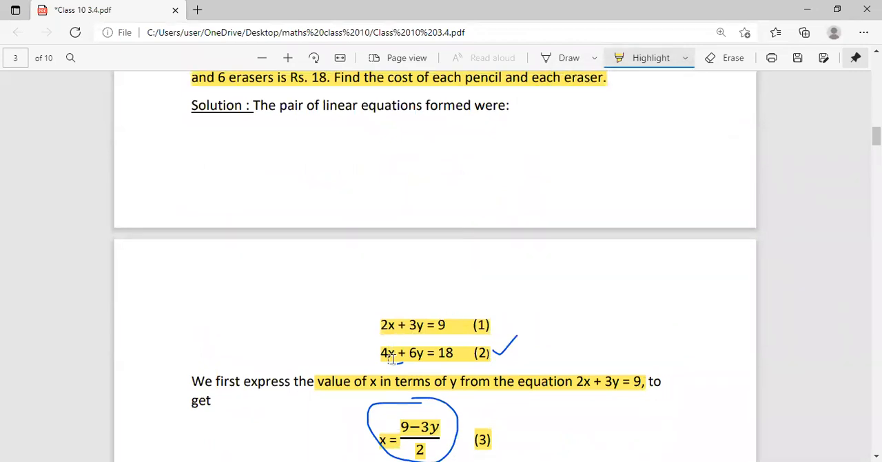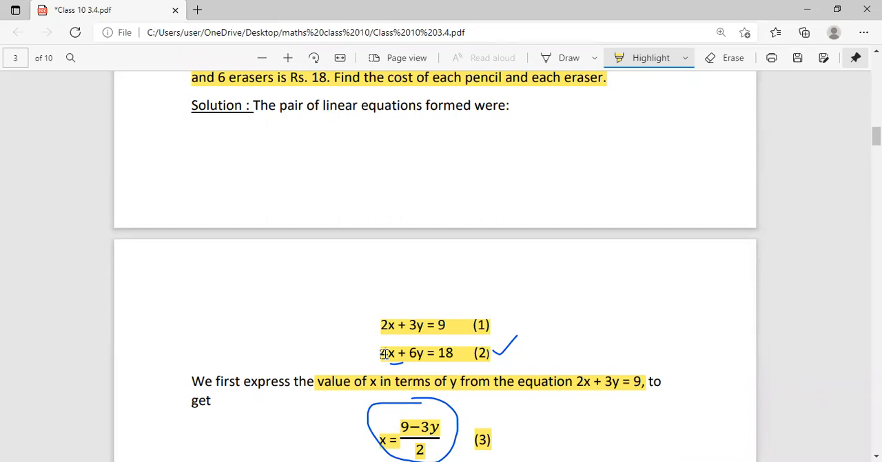See here, if you take 2 common from the second equation, or if we multiply the first equation by 2, then we can say that both the equations are equal. Are you following? Yes, sir. Clear.